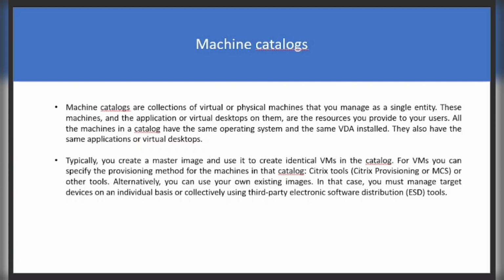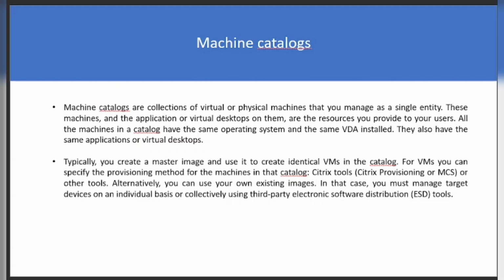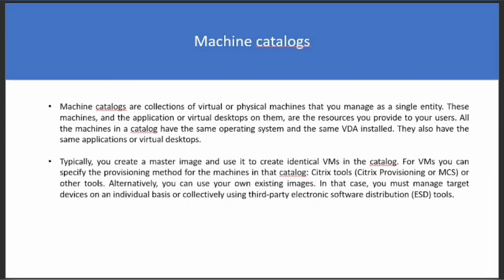Machine catalogs are collections of virtual machines or physical machines that you manage as a single entity. In machine catalogs, we create multiple machines or a single machine to deliver to the users. The machines can be either Windows Server operating system or Windows 7, Windows 8. The machines will be used to deliver desktops or applications to the end users. So basically in the machine catalogs we will have all the machines that we will be delivering to the users.